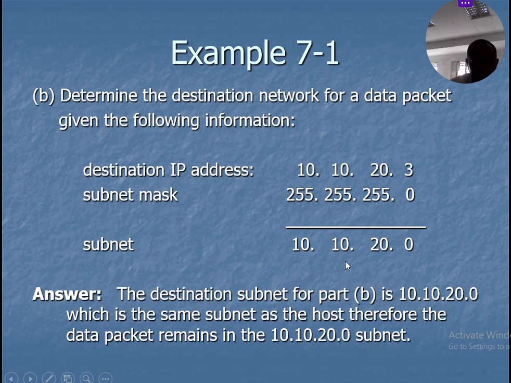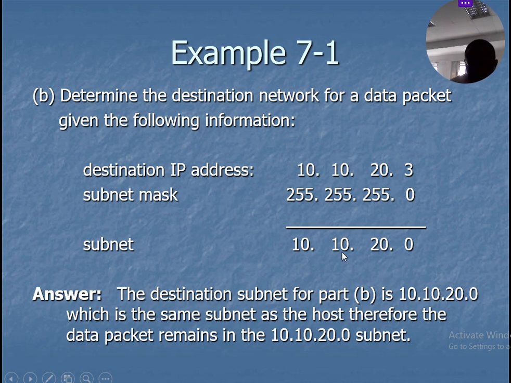Now let's take a look at the B part. We write the destination IP address, 10.10.20.3, and then we always add the subnet mask 255.255.255.0. Now 10 plus 255 we get 10, 10 plus 255 we get 10, 20 plus 255 you get 20. 3 plus 0 you will get 0 in this regard, because there's no mark on this subnet mask. Now you can see that this 10.10.20.0 is the same as the source.